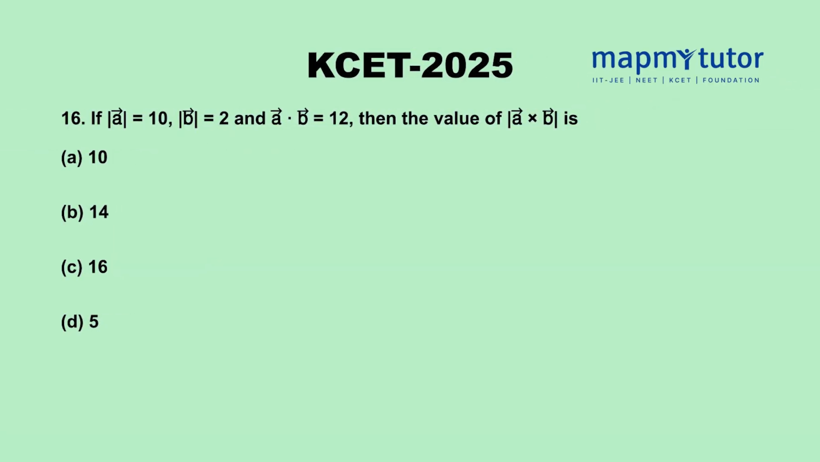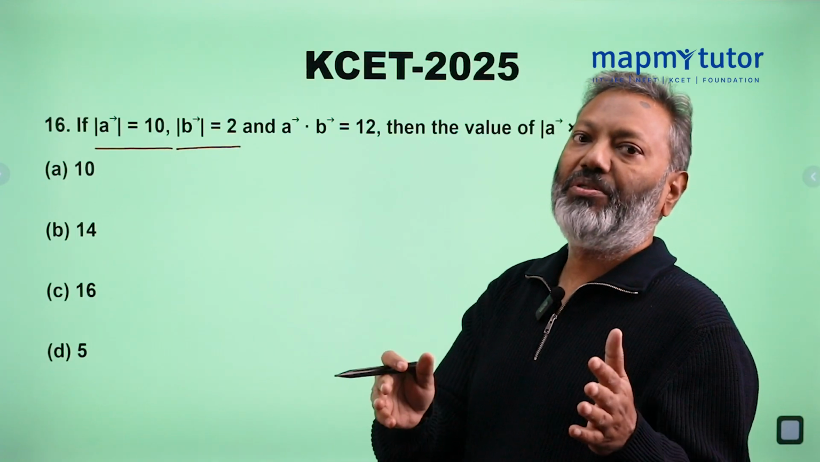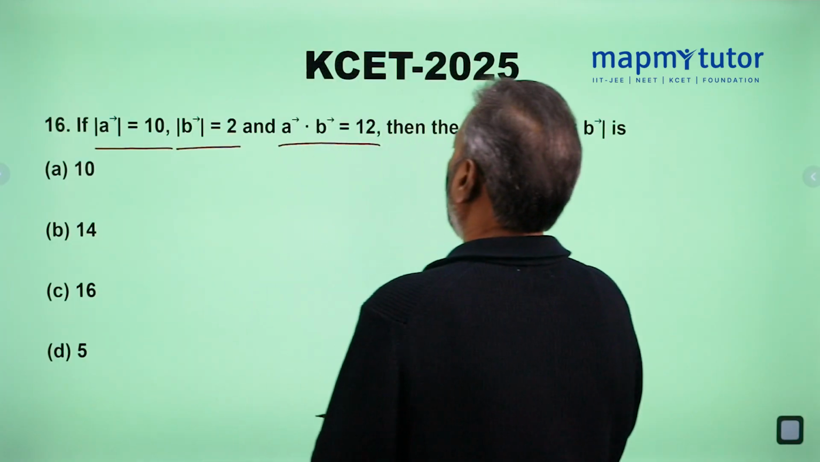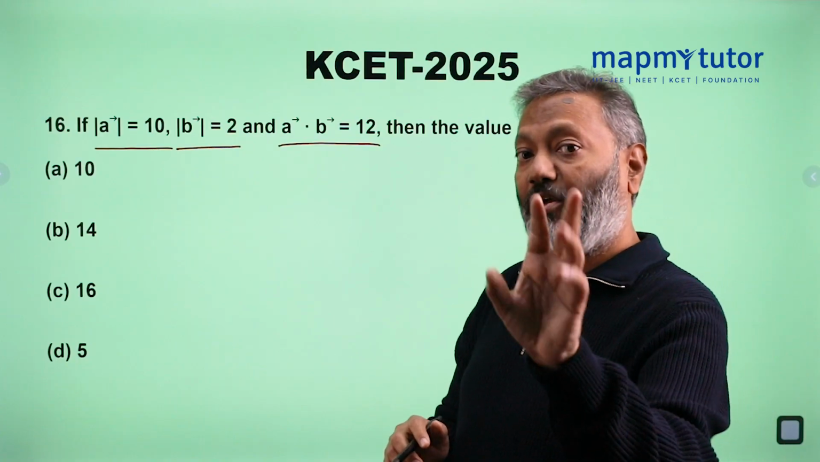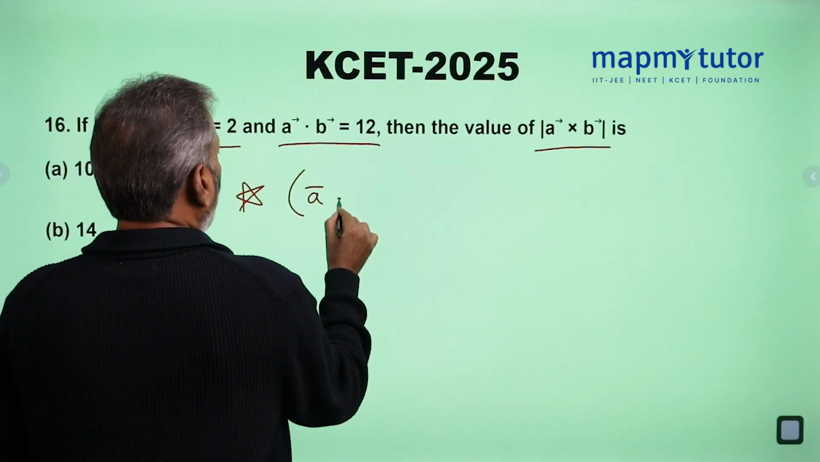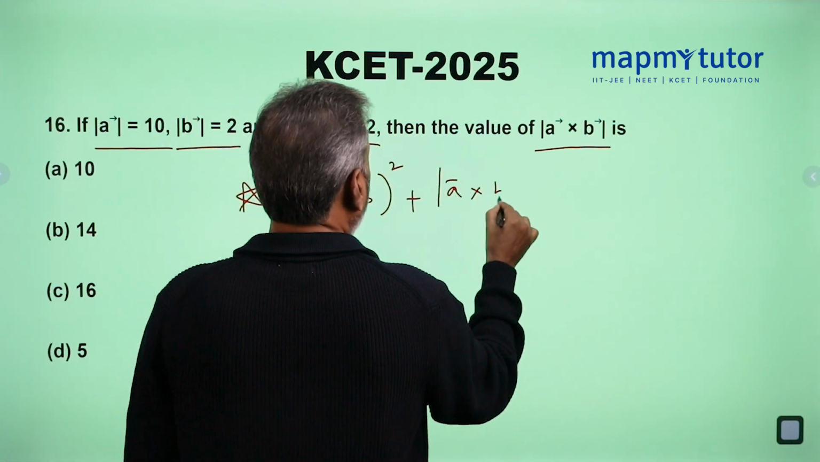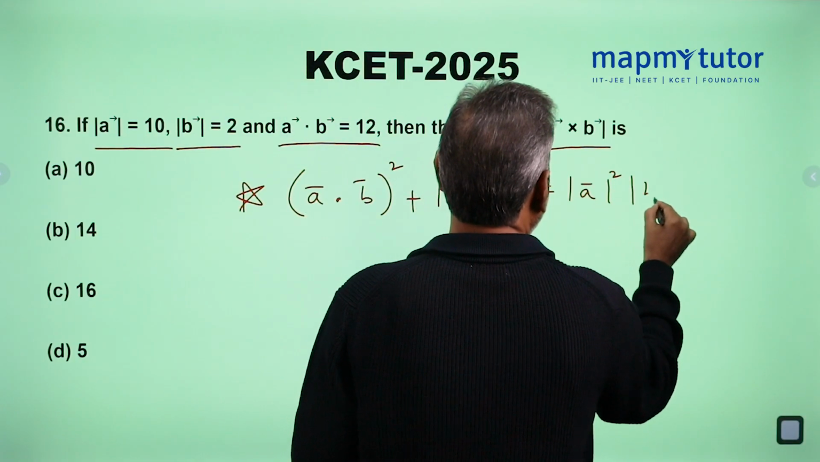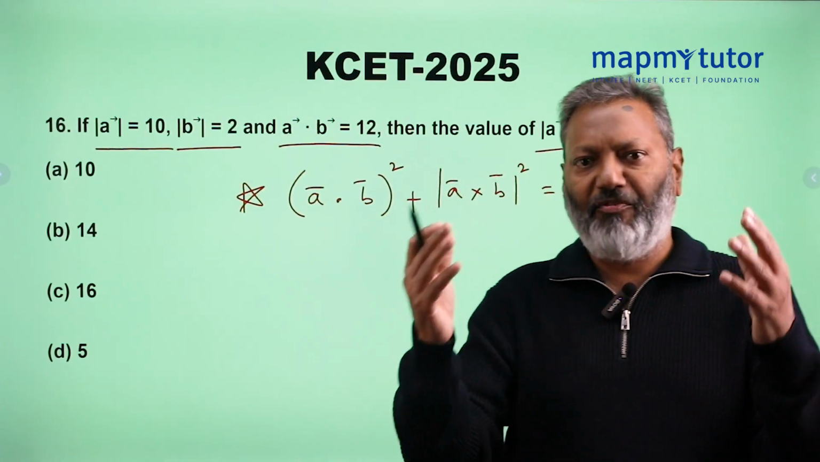Mod A bar is 10, mod B bar is 2. Actually, mod means here magnitude. In vectors, that mod symbol is used to represent the magnitude of that vector. And also the dot product of A and B is 12. Then what is mod of A cross B? That is the magnitude of A cross B. There is a direct formula in vectors. What is that? A bar dot B bar whole square plus mod A bar cross B bar whole square equal to mod A bar square times mod B bar square. It's a direct formula.